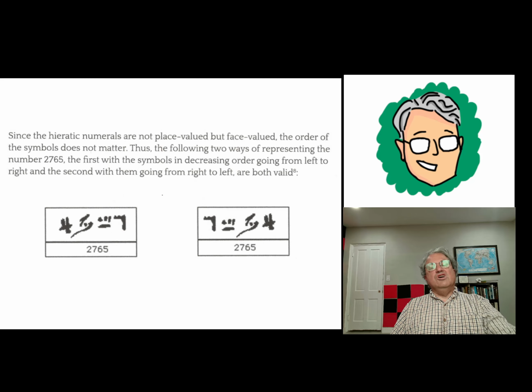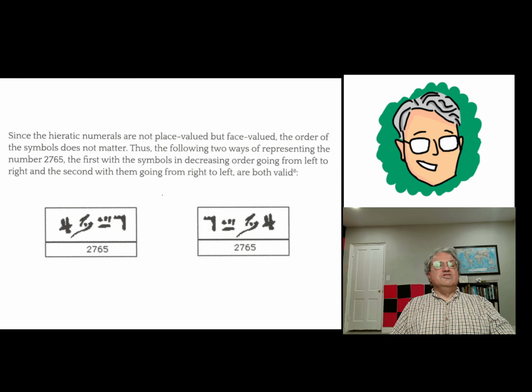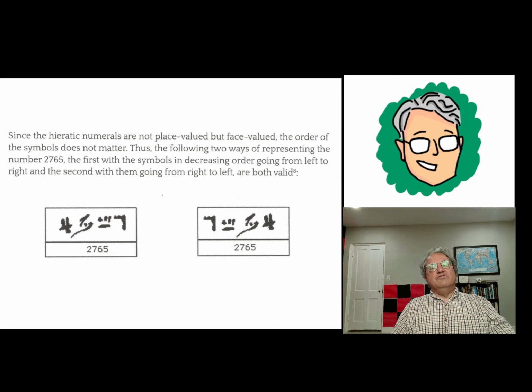And just to give you a couple examples here, here are a couple ways we could write the number 2,765. Like I said before, the order of the symbols doesn't matter. So the one on the left shows the symbols going from right to left, I believe. Let me just check that. Yeah, no, actually, it's from left to right. So the first symbol here is the symbol for 2,000. The second symbol is the symbol for 700. You can check that on this table. The third symbol is the symbol for 60, and the fourth symbol is the symbol for 5.